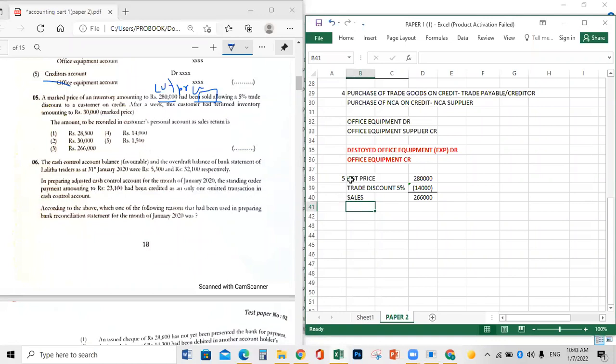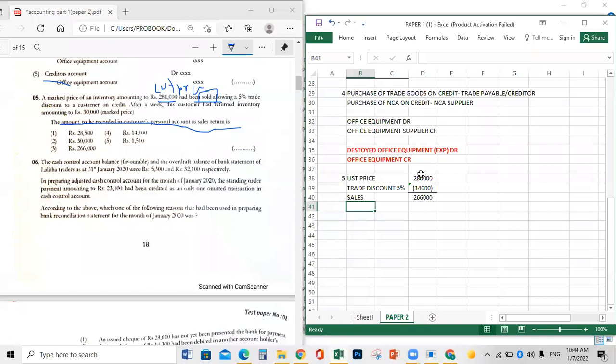Okay, after a week. So what is the question? The question is the amount to be recorded in the customer's personal account as sales return. After a week, this customer had returned inventory amounting to 30,000. Okay, so they have returned inventory. Out of this, 30,000 worth of inventory was returned. Now the question is, how much should you record as return?